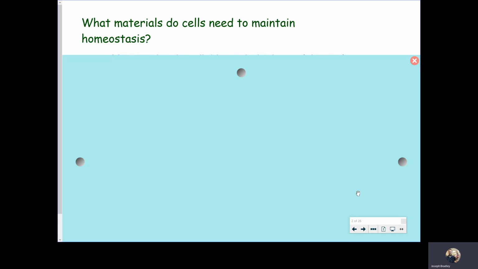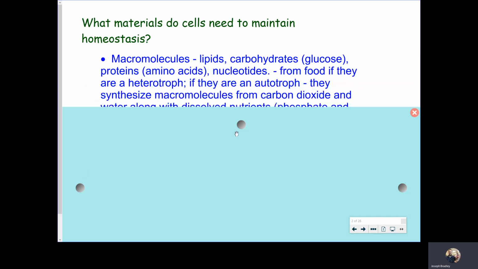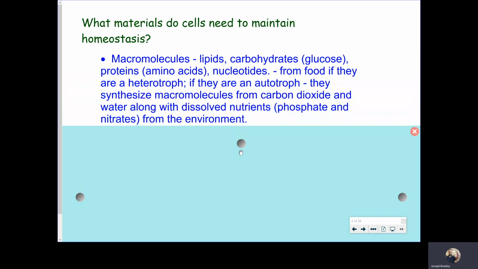order to maintain homeostasis. So it needs all the macromolecules that are the building blocks for other parts of the cell. So lipids, carbohydrates, proteins, nucleotides, and they get that from food if they're a heterotroph. If they're an autotroph, they can synthesize the macromolecule from carbon dioxide and water, along with the other dissolved nutrients, phosphates, and nitrates from the environment.